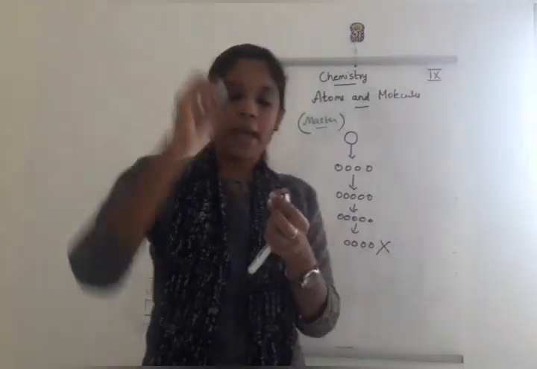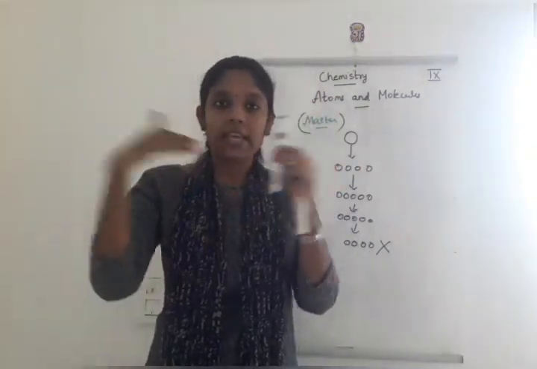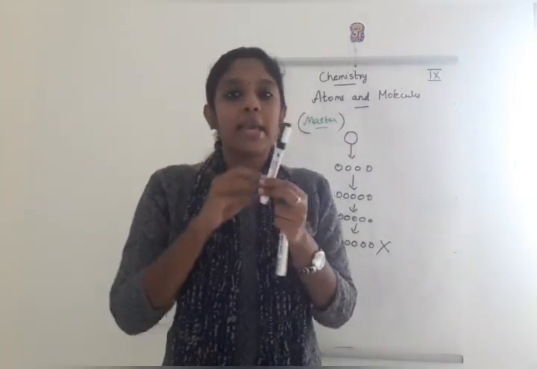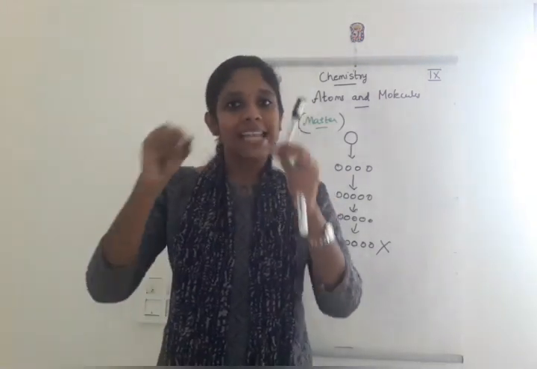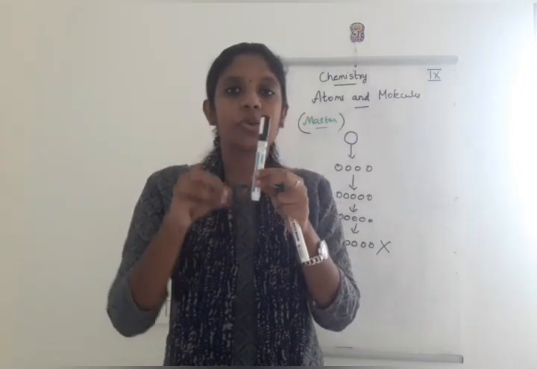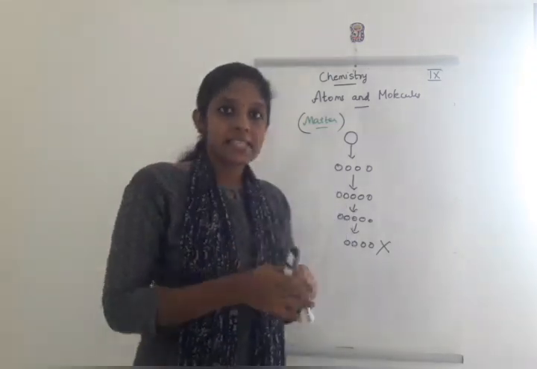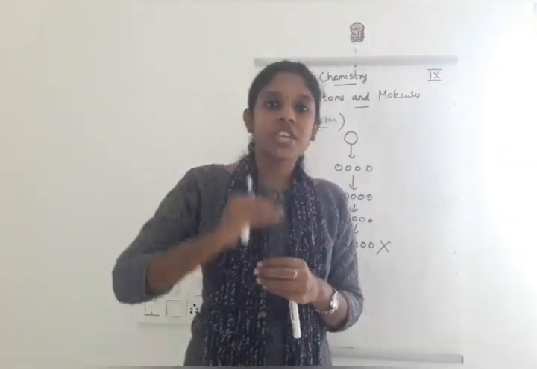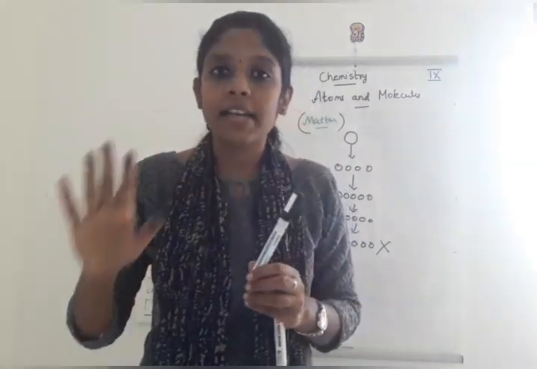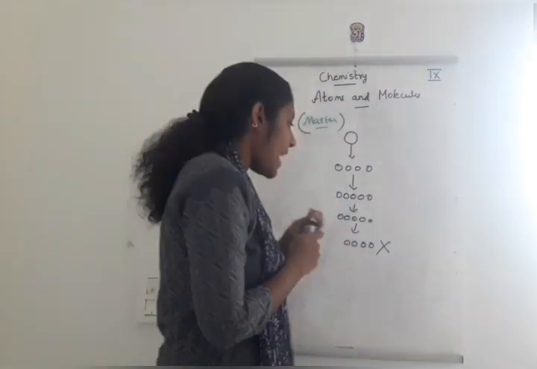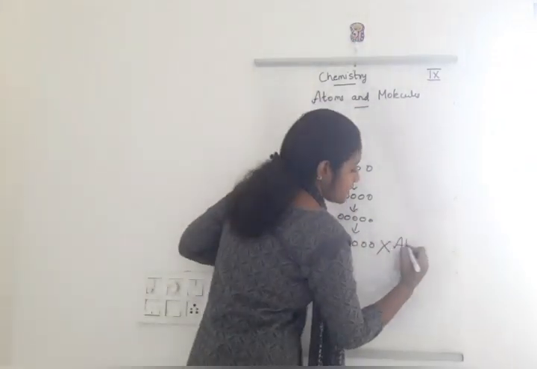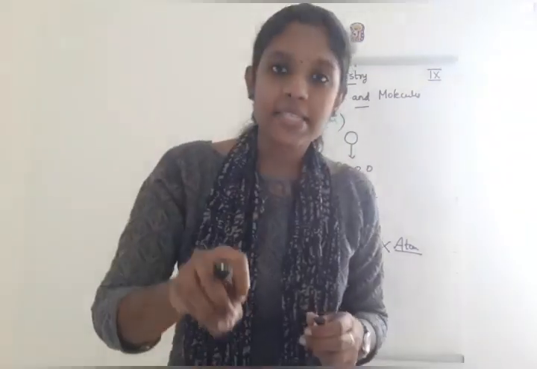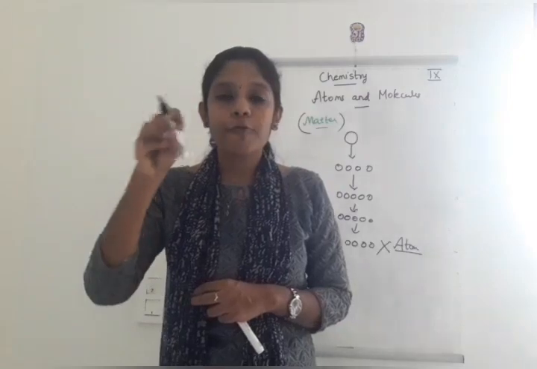You are breaking it into smaller particles and reaching the smallest particle that you cannot divide further. That is the smallest particle of matter, which cannot be divided any further, and that is called an atom. So an atom is the smallest entity or smallest particle of matter.